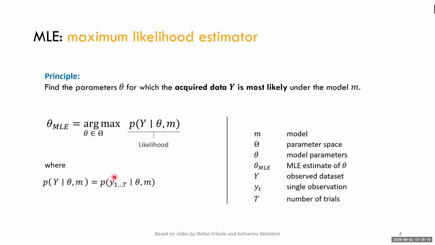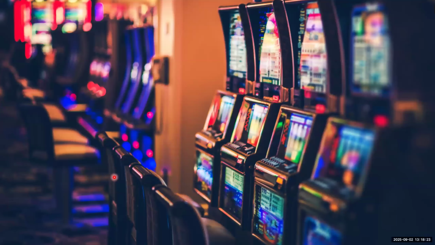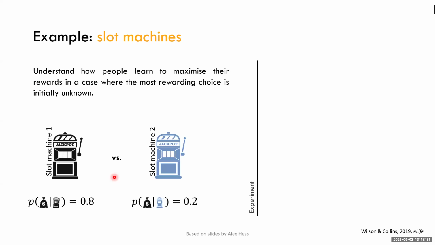So a very mathematical, abstract way of looking at it. And so what we'll do is build some intuition by going through in detail an example, which you might already be used to because Alex talked about this. It's an example that is taken from a paper and has to do with slot machines and these constant reward probabilities from these slot machines. It's from a paper by Wilson and Collins, published in 2019. And so just to remind you a bit, what we're trying to do here in this example is understand how people learn to maximize their rewards in a case where the most rewarding choice is initially unknown.